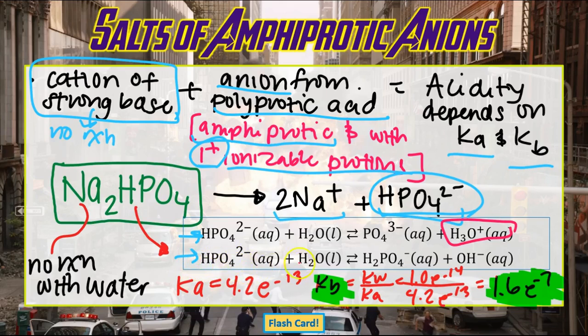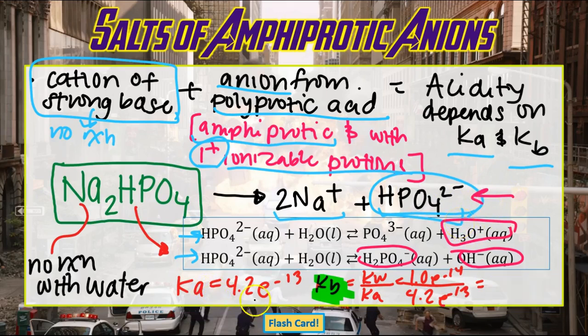The HPO4 2- can also be mixed with water and accept a proton and form H2PO4-. And of course, also OH- in solution. If it forms OH- in solution, it has the ability to be basic. Therefore, you need to go ahead and compare and contrast the Ka value and the Kb value to figure out whether or not this HPO4 2- is going to be acting as an acid and be acidic, or acting as a base and be basic.